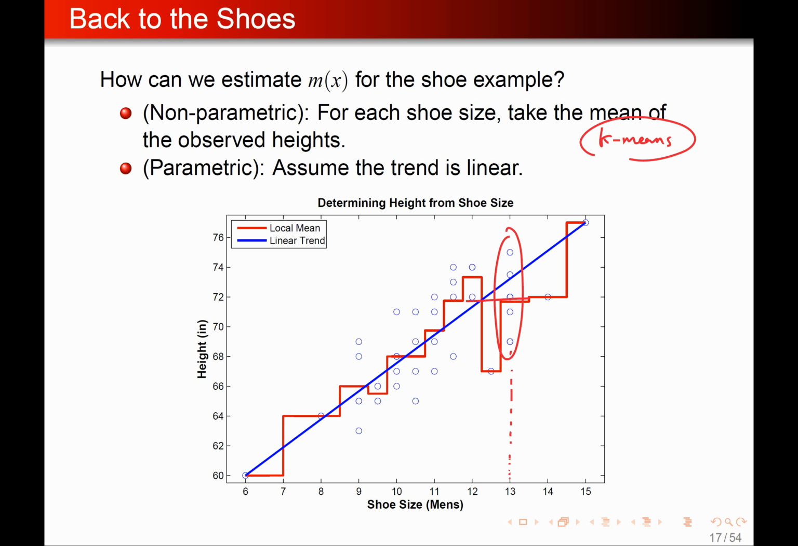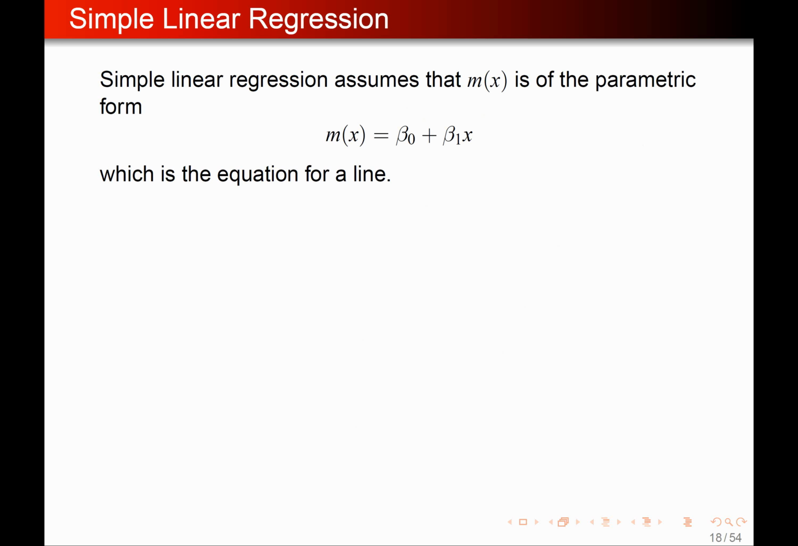And for a parametric approach, we assume the trend is linear. So simple linear regression assumes mx is of the parametric form beta 0 plus beta 1x, which is the equation for a line. So what is beta 0? Beta 0 is the intercept of the line. And what is beta 1? Beta 1 is the slope of the line.